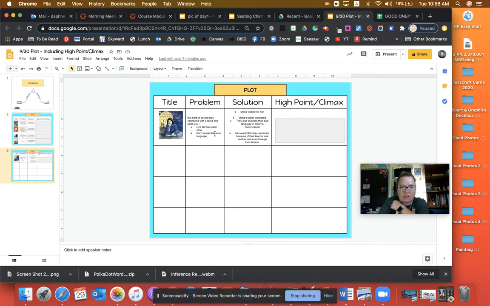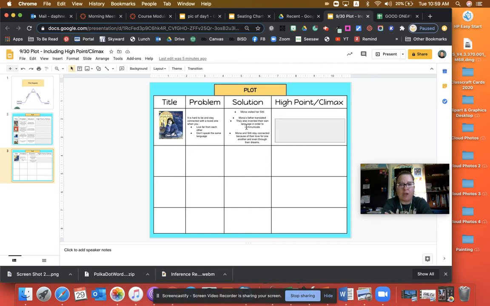After I went back and thought about this some more, I changed it a little bit. So I decided that I think the main problem in this story was that it is hard to be and stay connected with a loved one when you live far from each other and don't speak the same language. So I changed my mind on the problem. I added a little bit of information to it. But I think that's the real problem in that story. It's just hard to stay connected with a loved one when you are so far apart and you don't even speak the same language.